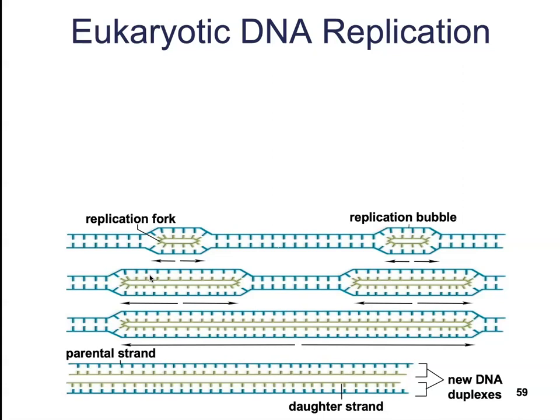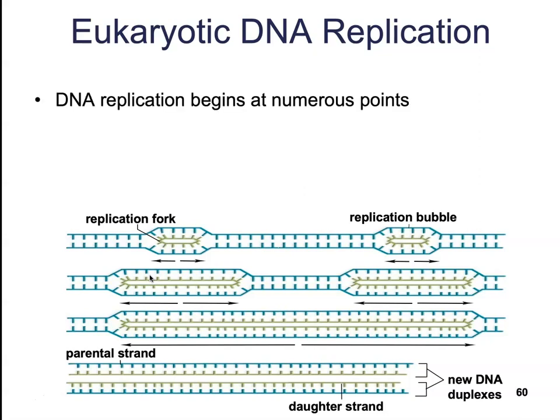So eukaryotic DNA replication is going to occur slightly differently than prokaryotic DNA replication. So we're going to just break down some of the similarities and differences. With eukaryotic DNA replication, the replication can actually occur at numerous points. So here we'll start off by forming what is known as a replication fork.